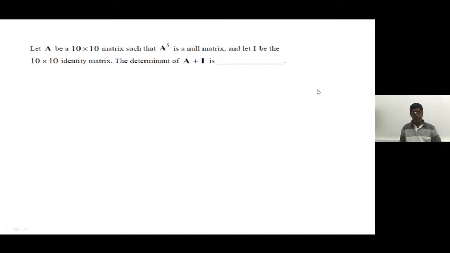So welcome back. Now I am going to discuss the EE question paper with solutions, electrical and electronics engineering. The first one is: let A be a 10 cross 10 matrix such that A power 5 is a null matrix and I be the 10 cross 10 identity matrix. The determinant of A plus I is. So this is from the linear algebra, matrices chapter.